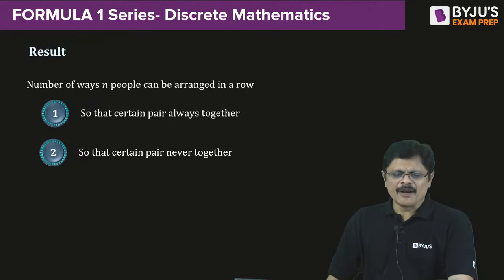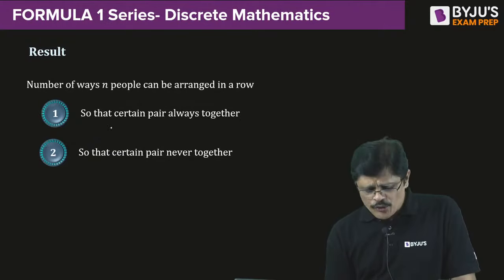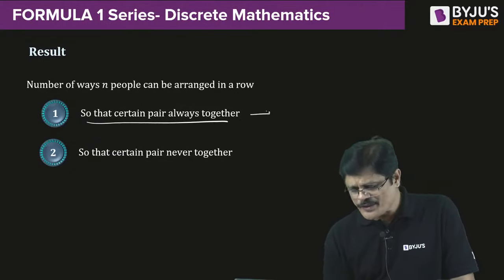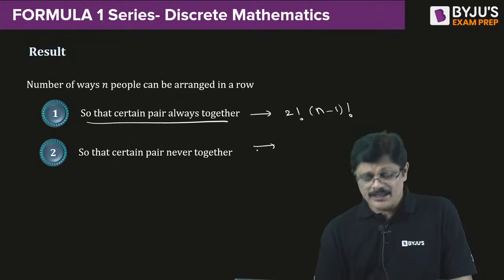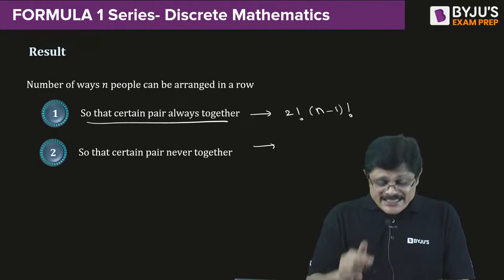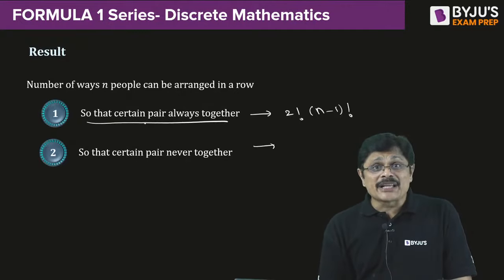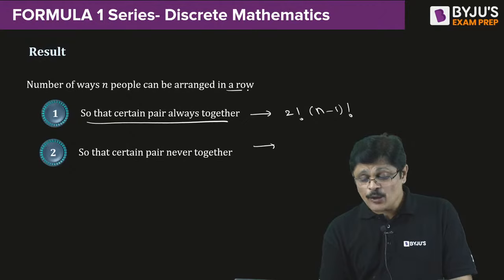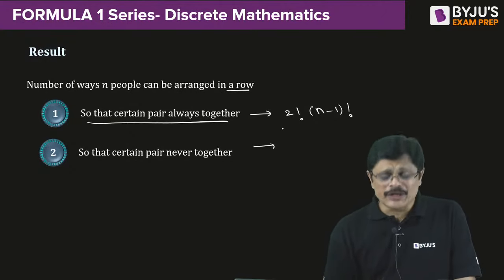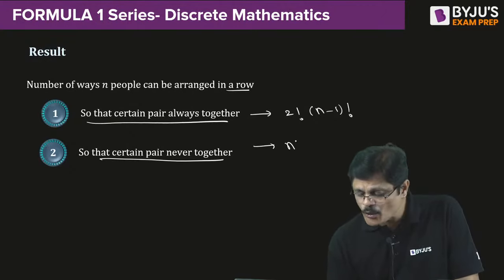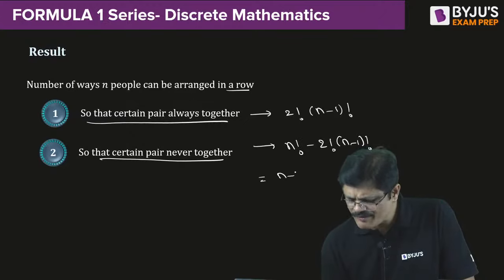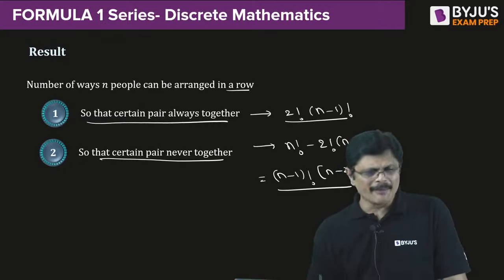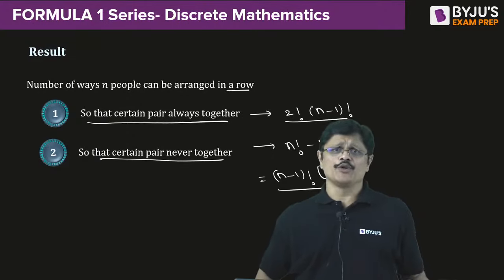Okay, the number of ways n people can be arranged in a row so that a certain pair is always together. Just now we solved this. It is 2 factorial into n minus 1 factorial. Certain pair never together, that is AB never together. For AB together, that is the formula. It is a row. Certain pair never together means from the total, remove this. So you can take n minus 1 factorial common so that it becomes n minus 2. Some people want to remember this, my dear friend, as a formula. You can remember, no problem.